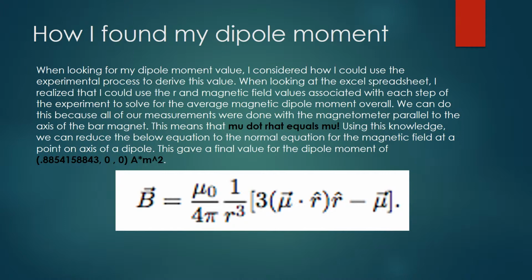The first step to simplifying this equation was realizing that all our measurements were done with the magnetometer parallel to the axis of the bar magnet, meaning that the magnetic dipole dot r hat would just equal the magnetic dipole. I used this knowledge to simplify the shown equation to be the magnetic field equaling mu naught over 4 pi times 2 times the magnetic dipole all over r cubed. Now that I had this equation, I was able to plug in my respective R vectors with their associated average magnetic fields to calculate the magnetic dipole for each of these instances. Averaging these values, I was able to find my average and final magnetic dipole for the system.